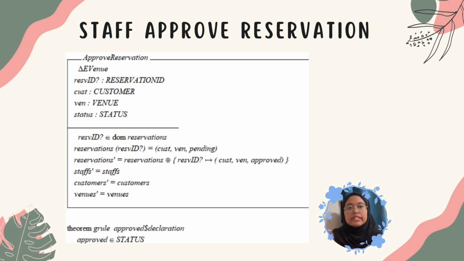The staff will review the request and if everything is valid, they approve it. The system will then update the reservation status to approve. This step ensures that only valid and appropriate bookings are confirmed, preventing double booking or misuse of venues. The theorem confirms that approve is a valid status in the system. It ensures that when staff approve a reservation, the status used is correct and won't break the system rules.